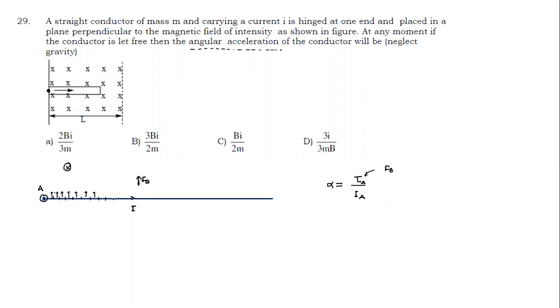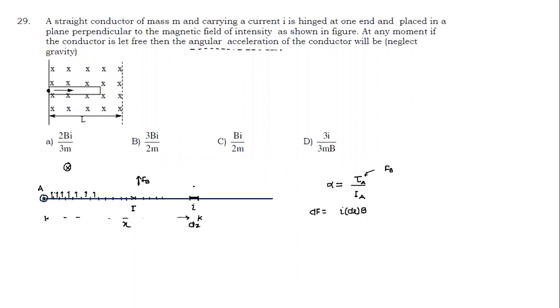Torque depends on the magnitude of force and distance. If I'm not very sure, I'll take a small element, because the distance is changing. Take a small element at a distance x, with length dx. The force acting on this small element: all three, current, length and magnetic field, are mutually perpendicular, so the force is I L B, that is, I dx B.